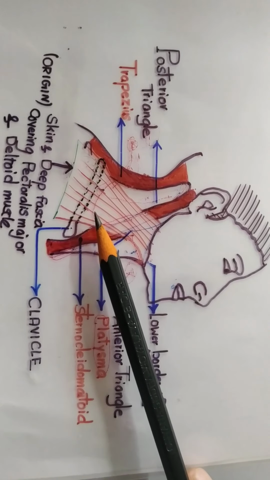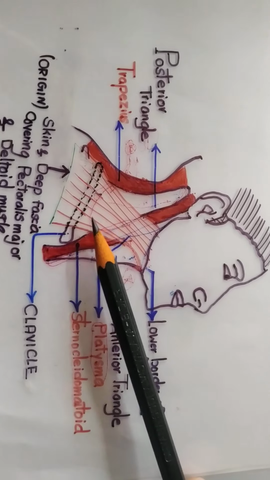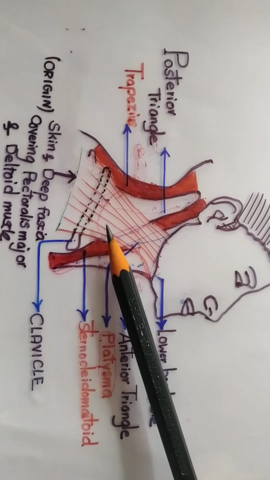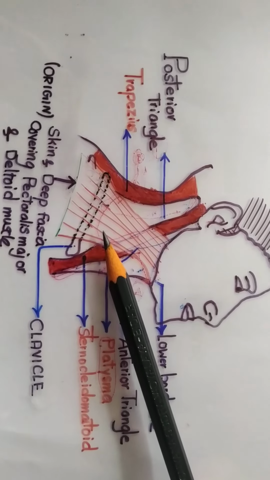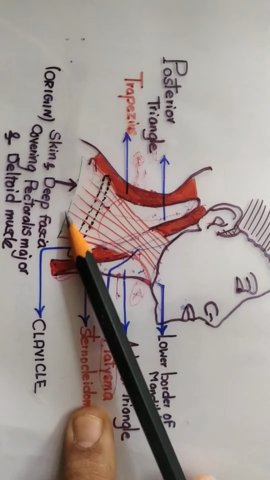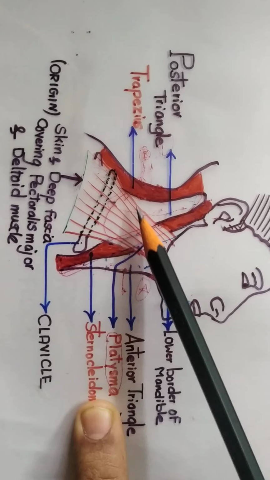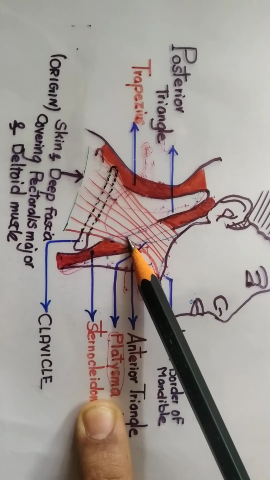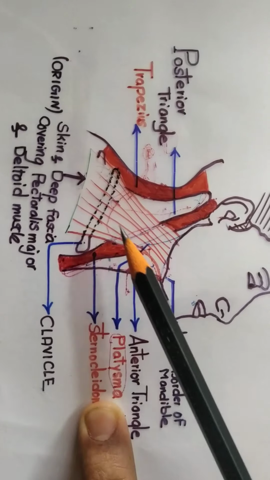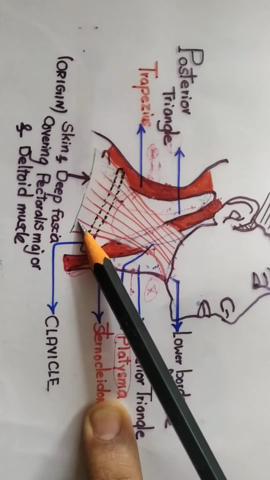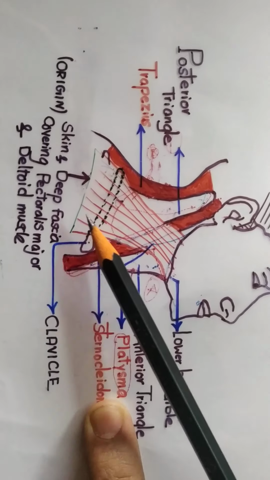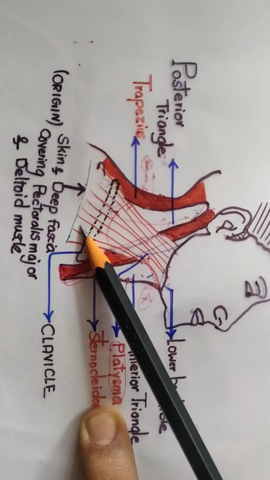Now we will discuss the superficial fascia. As you know, in the superficial fascia we see a subcutaneous striated muscle. It is a quadrilateral shaped muscle, the platysma. This quadrilateral shaped muscle, the platysma, is a remnant of the panniculus carnosus. Now we will discuss the origin of the platysma muscle. The platysma muscle does not have any bony origin.